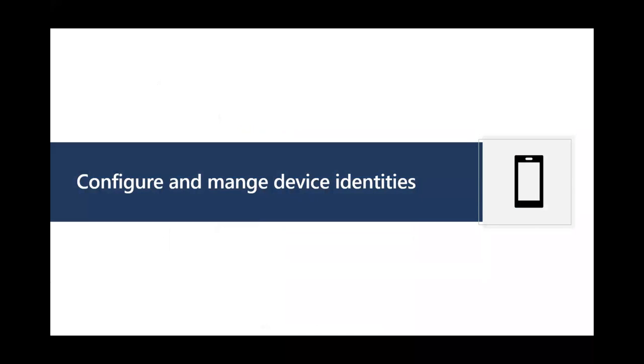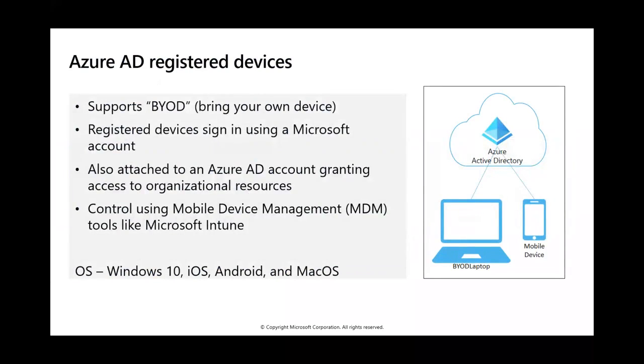Let's go to configure and manage device identities. We have within Azure different types of devices that would be registered within Azure. There are two types. The first one is Azure Active Directory registered devices. It's about BYOD, bring your own device. Be careful for your exam: in case you get any question about bringing your own device or having your personal device, the answer would be the registered one. With the registered devices, you would bring your own device.